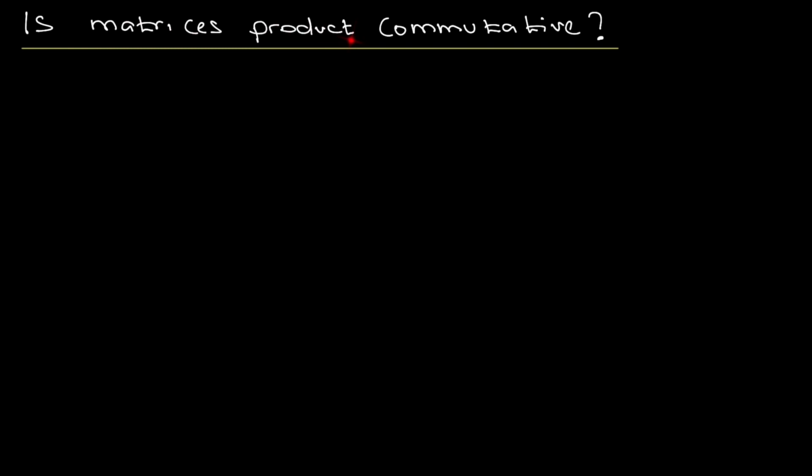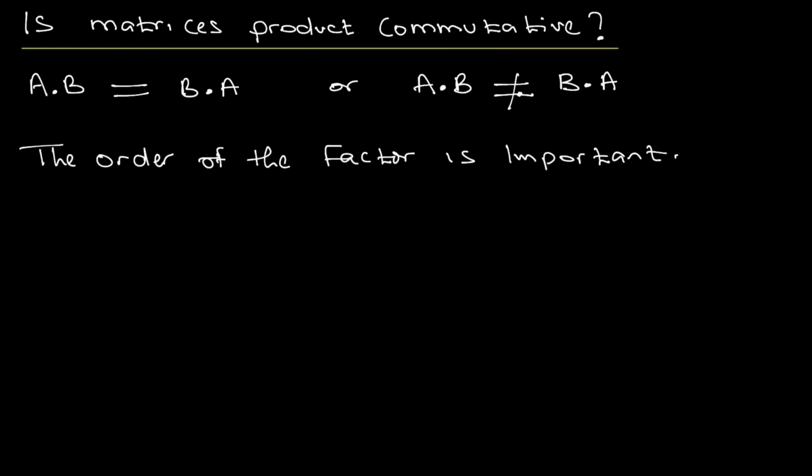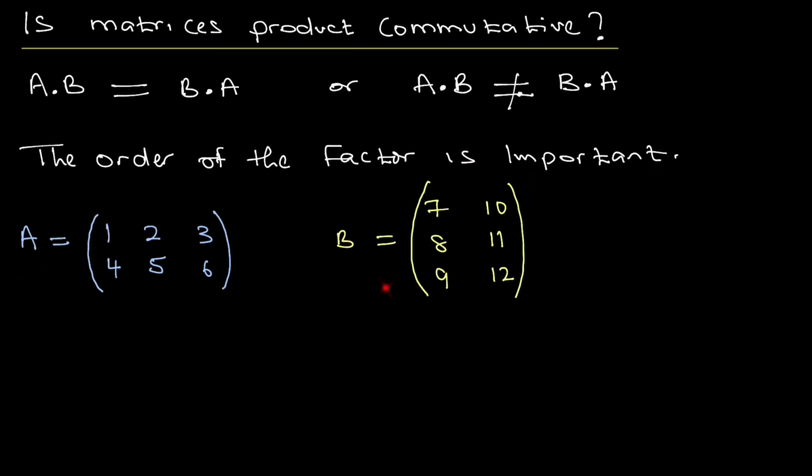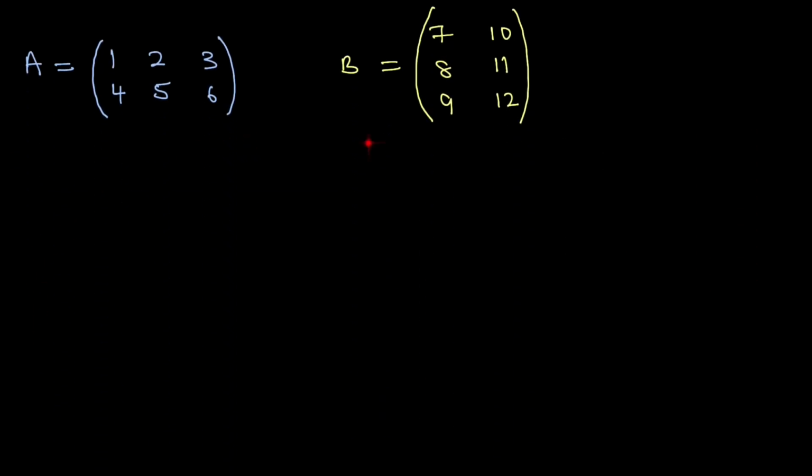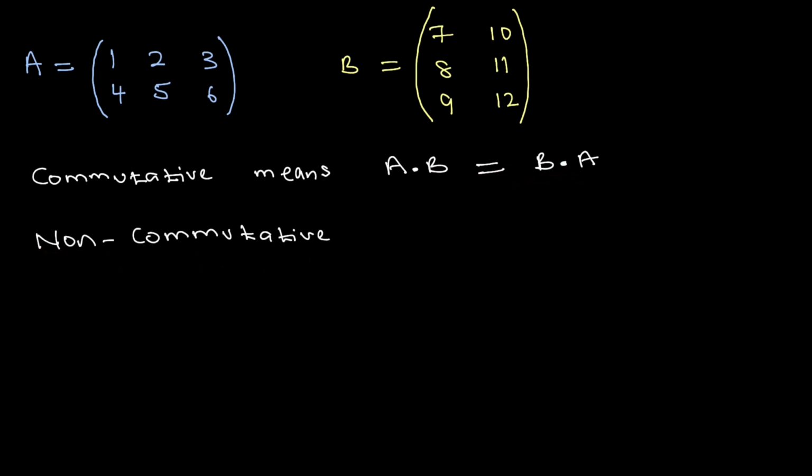Is the matrix product commutative? A times B equals B times A, or A times B does not equal B times A. That's what we mean by commutative. Commutative indicates that the order of the factors is important here. We need to find A times B and B times A for matrix A and matrix B and see if they are commutative. Commutative means A times B is equal to B times A. Non-commutative means A times B is not equal to B times A.